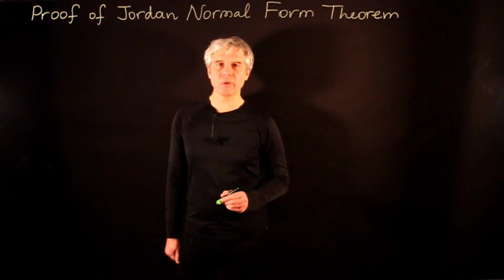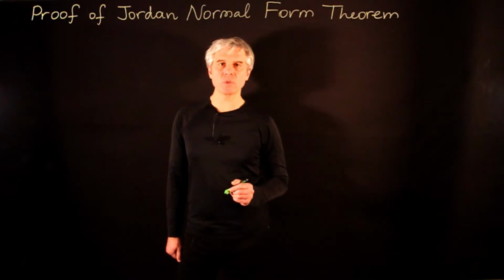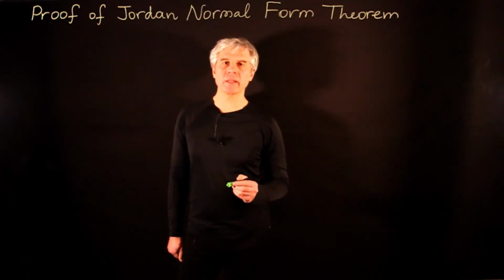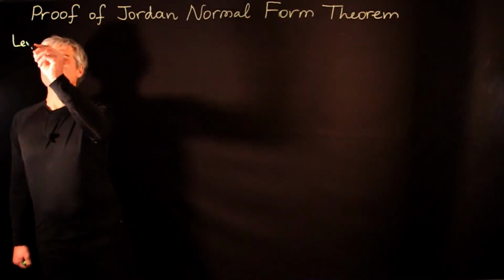In this lecture, we're going to give the proof of the Jordan Normal Form Theorem, which is the most difficult result in this course. We will begin with two auxiliary lemmas. Lemma 1.